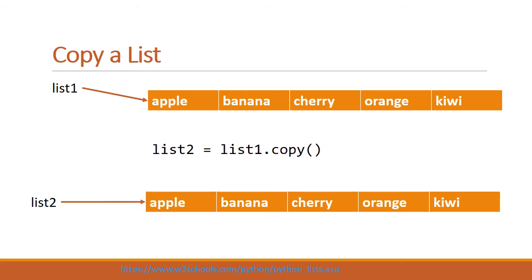This example illustrates the copy method, where we see that list 1 represents a list: apple, banana, cherry, orange, and kiwi. When we assign list 2 a copy of list 1, calling the copy method, the Python interpreter creates a distinctly new list, and in this list it assigns all the elements that were in list 1, and then that list is assigned to list 2.